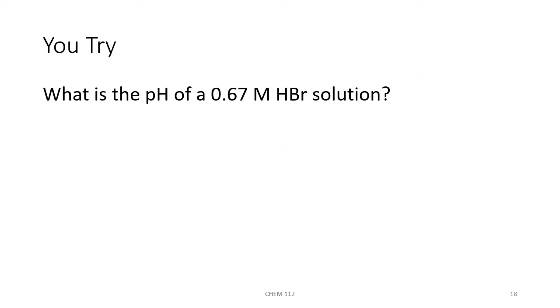What is the pH of a 0.67 molar hydrobromic acid solution? Hydrobromic acid is on our list of strong acids. It's also on the top of our acid ionization chart, which tells us it's strong. So when hydrobromic acid dissociates, it breaks up completely into H plus and Br minus.